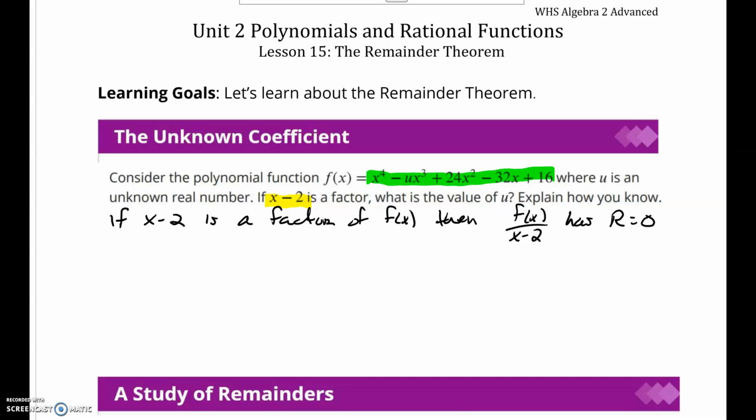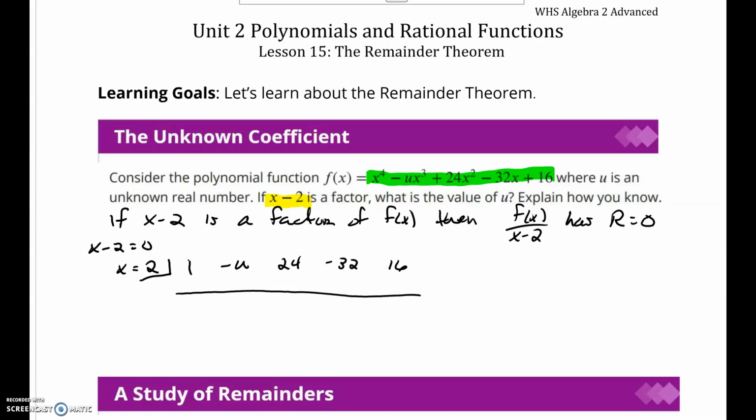So the next thing we do is we take the divisor, x minus 2, set it equal to 0, and solve. When I solve that, I get x is equal to positive 2. That goes inside my small Gazinta house. And then I write the coefficients of my dividend: 1, negative u, 24, negative 32, and 16.